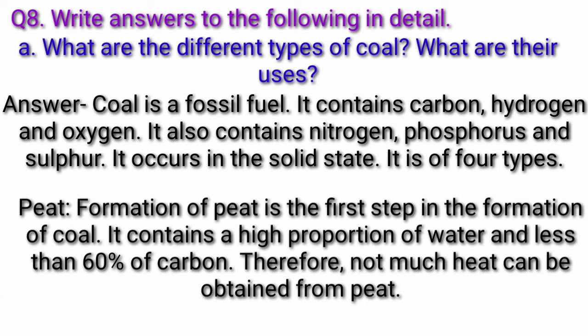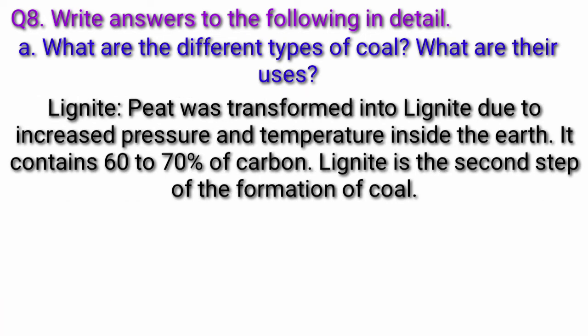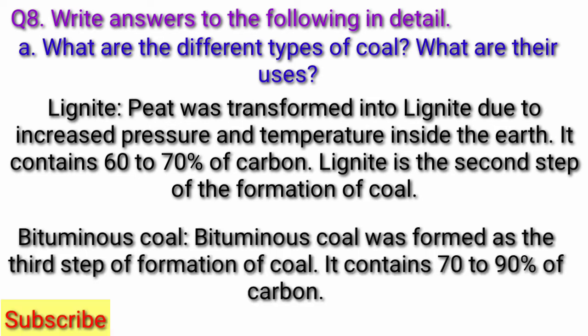Peat. Formation of peat is the first step in the formation of coal. It contains a high proportion of water and less than 60% of carbon. Therefore, not much heat can be obtained from peat. Lignite. Peat was transformed into lignite due to increased pressure and temperature inside the earth. It contains 60 to 70% of carbon. Lignite is the second step of the formation of coal.